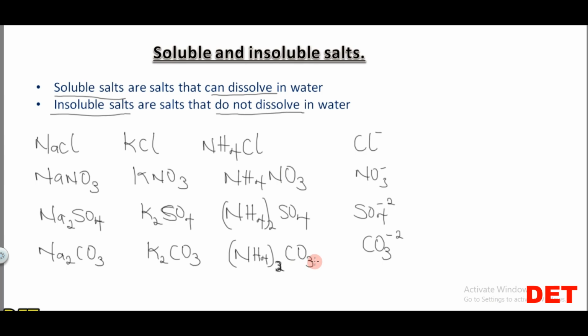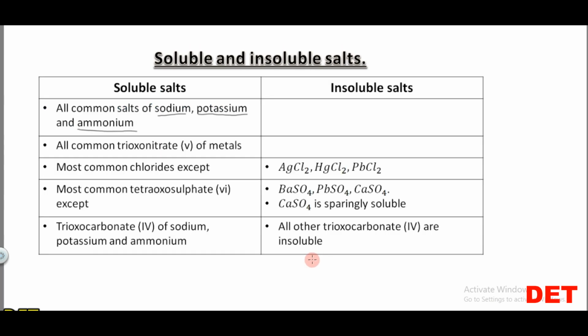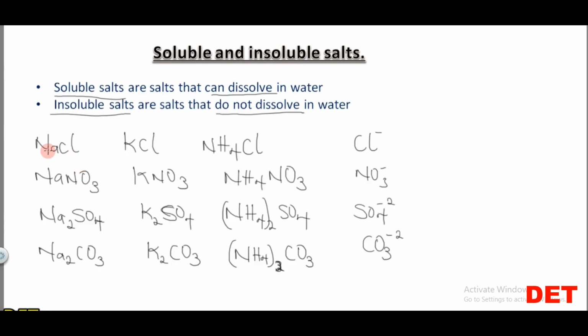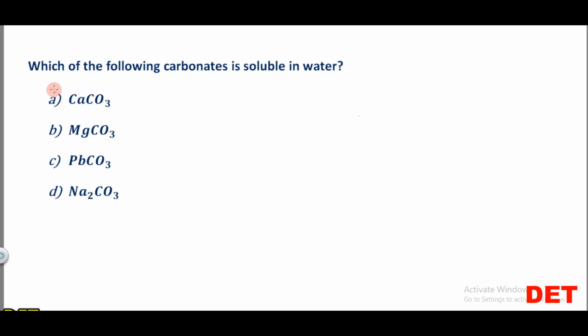So the main point that you should note here is that all common salts of sodium, potassium, and ammonium are soluble in water. That's what you should know. So whether it is sodium chloride, sodium trioxonitrate(V), sodium tetraoxosulfate(VI), or sodium trioxocarbonate(IV), as long as sodium is there, it is soluble in water. Same with potassium and same with ammonium. All these are examples of soluble salts. So let's look at this question.